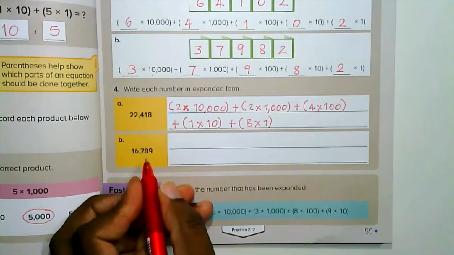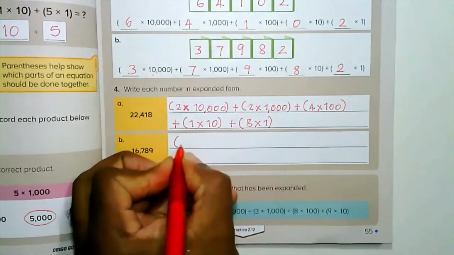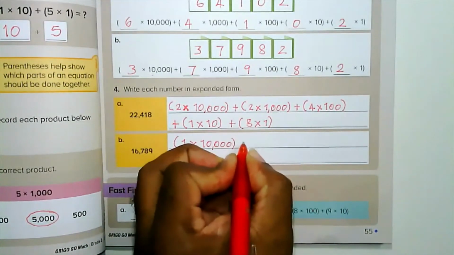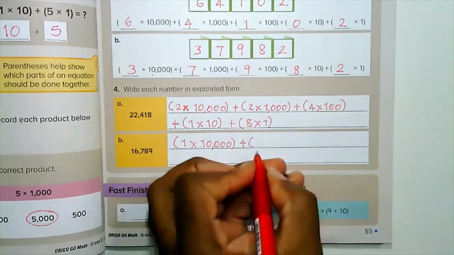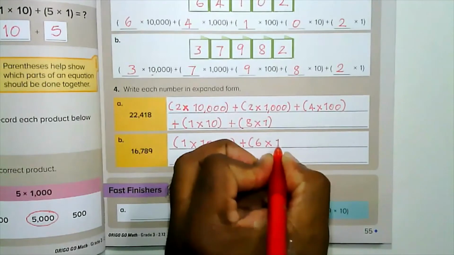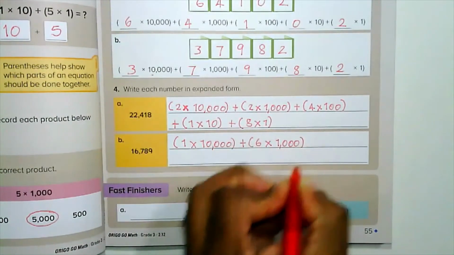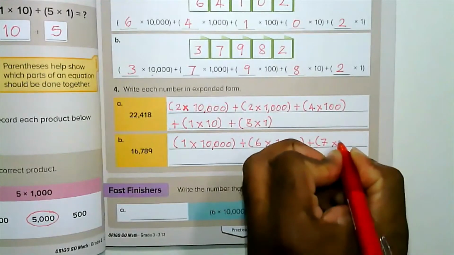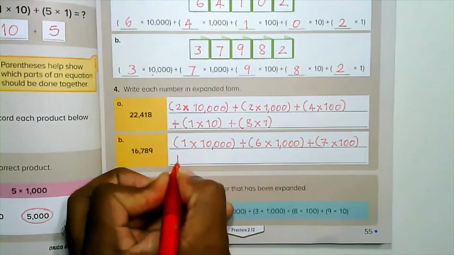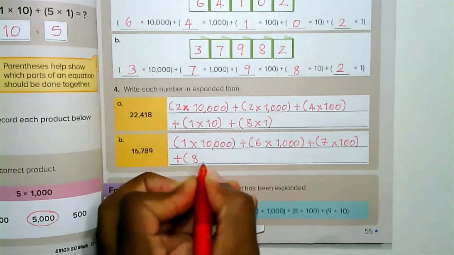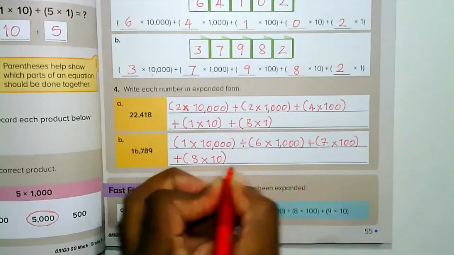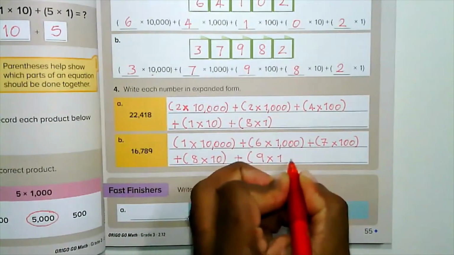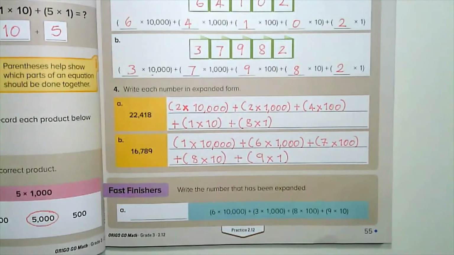Now part B. We have 1 times 10,000, close parenthesis, plus open parenthesis 6 times 1,000, close parenthesis, plus 7 times 100, plus 8 times 10, plus 9 times 1. There you go, folks. Now let's go on to the fast finishers.